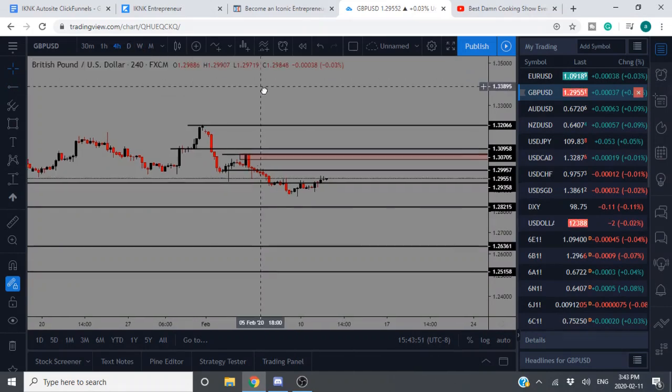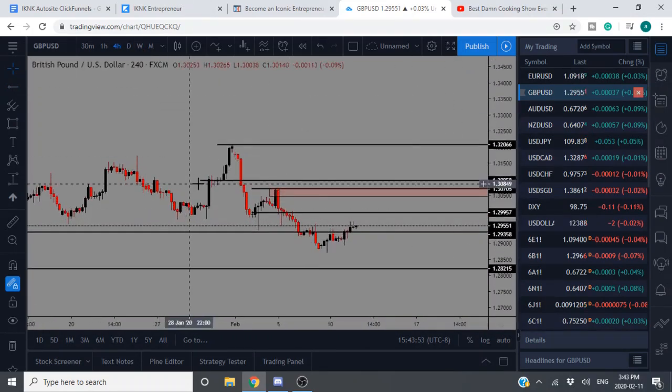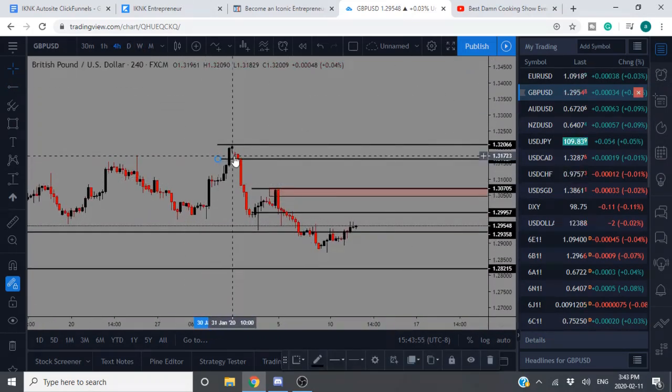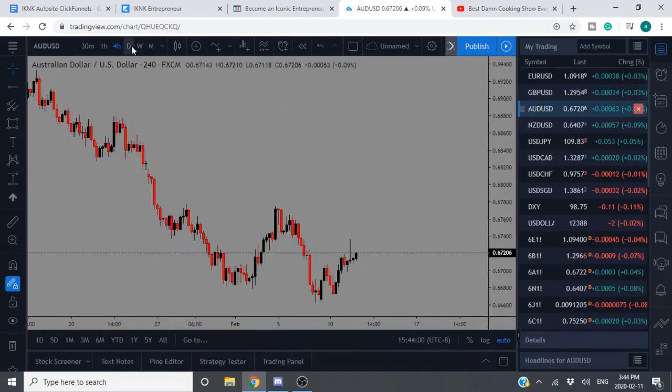If we go down to the 4 hour, definitely if I'm looking for scalps, I'm going to be looking up in here for scalps. Okay, so let's go down to Aussie USD.